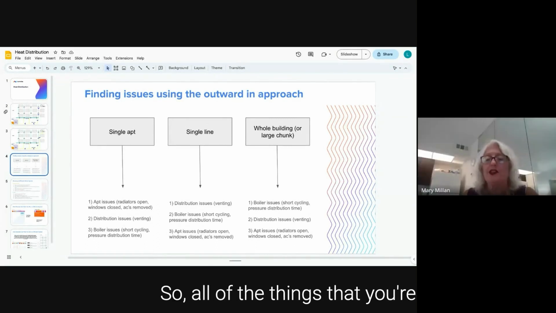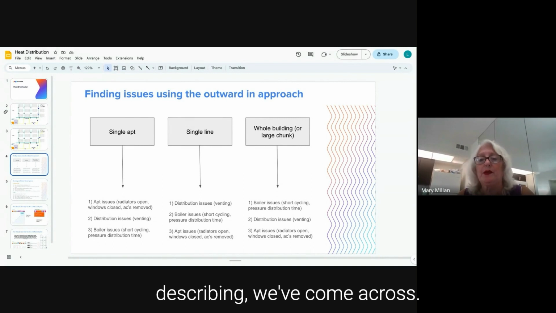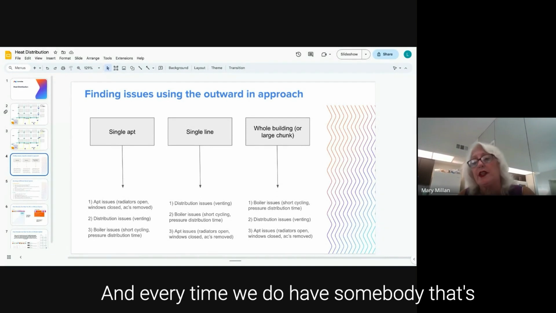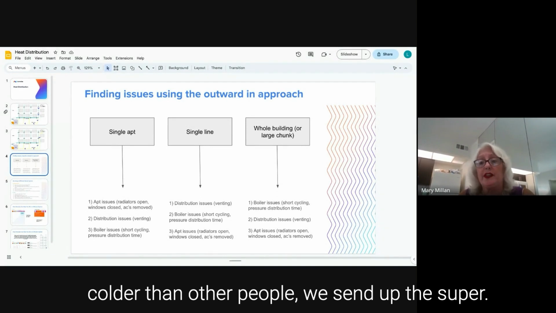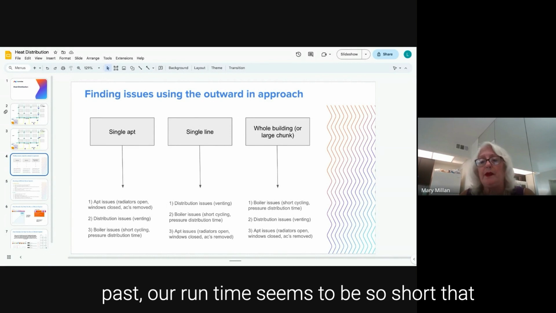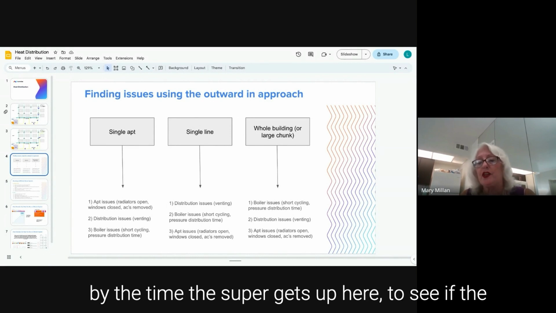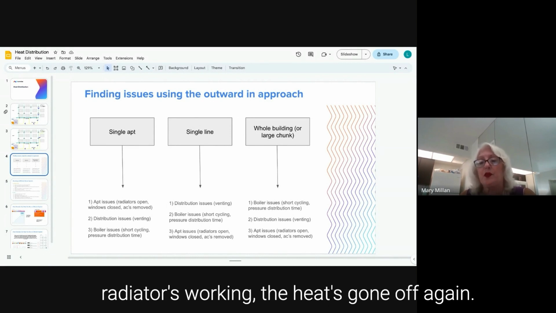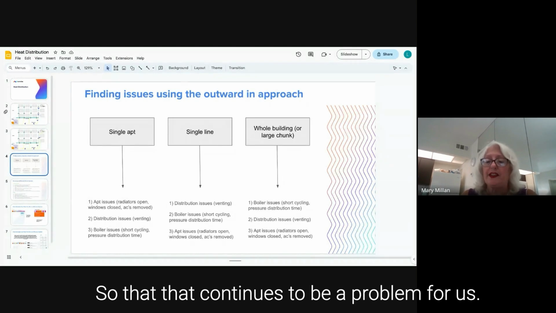Sure, I'll go first. So all of the things that you're describing, we've come across. And every time we do have somebody that's colder than other people, we send up the super. Our problem is, and we've addressed this in the past, our runtime seems to be so short that by the time the super gets up there to see if the radiator is working, the heat's gone off again. So that continues to be a problem for us.